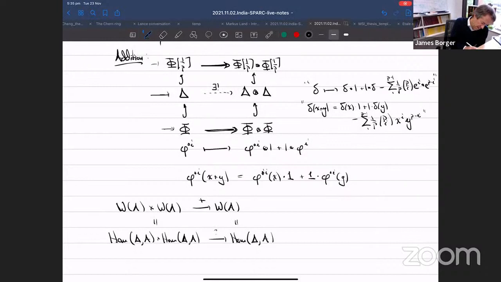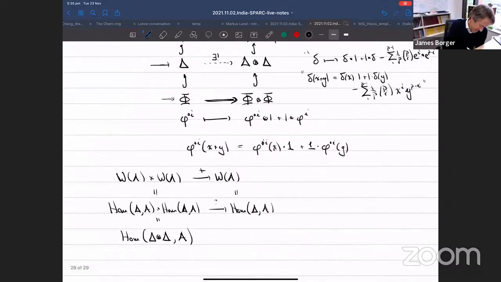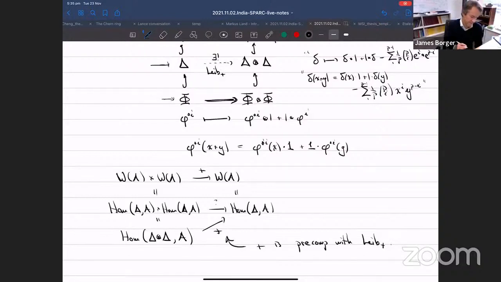And what is this map? Well, two homomorphisms from delta to A can be thought of as one homomorphism from delta tensor delta to A, because the co-product in the category of commutative rings is just the tensor product. And then this map, plus, is pre-composition with, let's call this the Leibniz rule for addition.